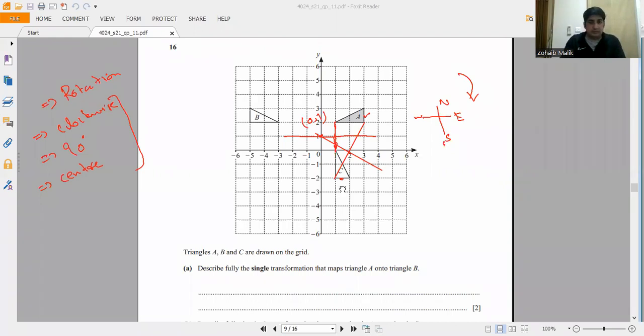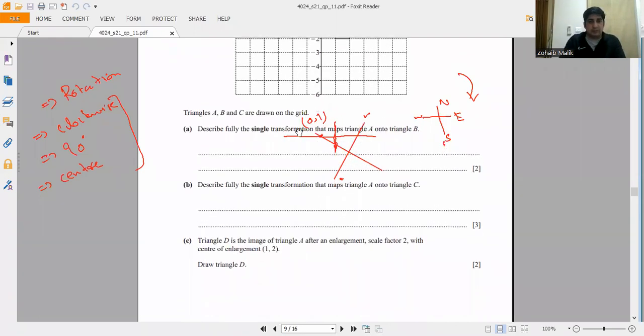This is the A onto C. This is rotation, 90 degree clockwise, about center 0 and 1.